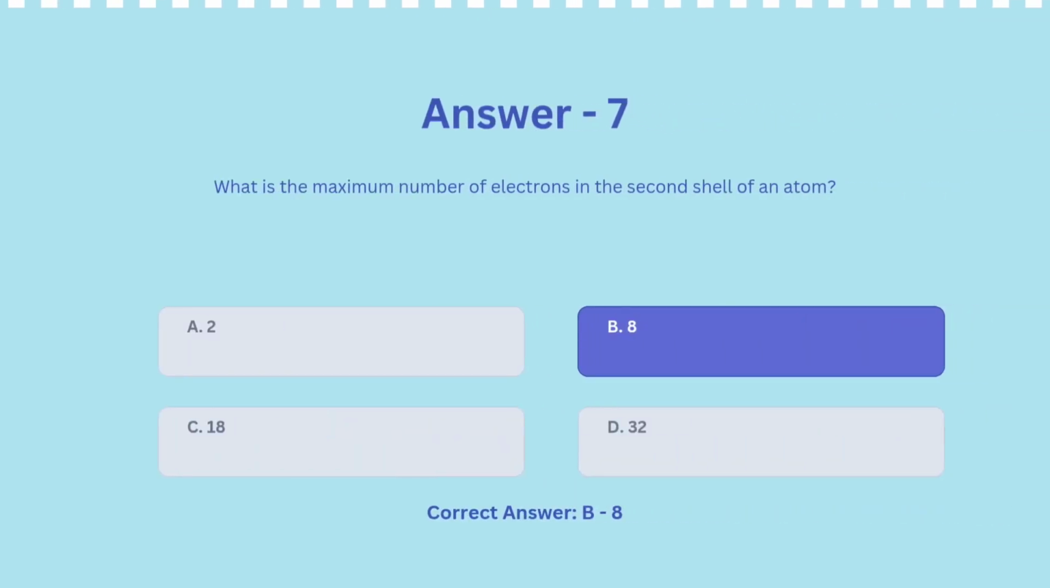Well, the correct answer is option B, 8. The number of electrons inside a level can be determined by the formula 2n², where n is the energy level. For example, if the energy level is 2, then its answer will be 2 times 2 squared, which is 2 times 4, that means 8.